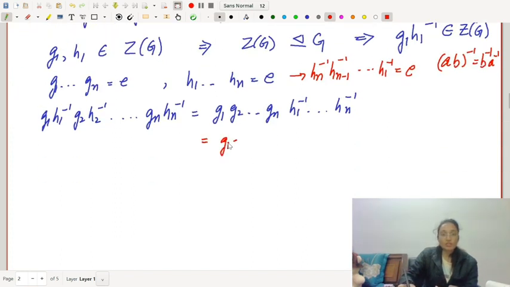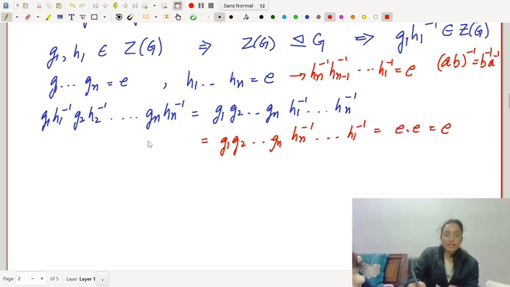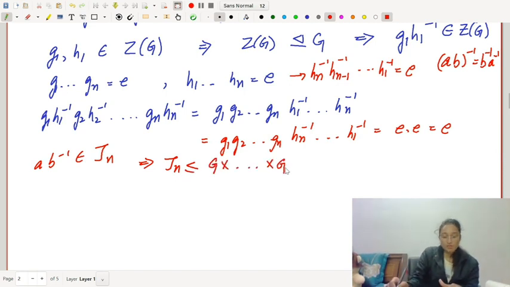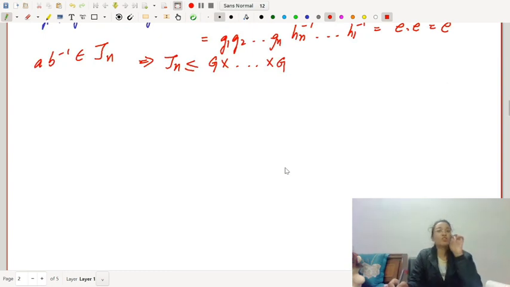So by reordering, we get g1, g2 up to gn, which is identity. I haven't written it, but I could have written hn inverse up to h1 inverse, which is equal to identity, times identity, which is identity. Hence, our a b inverse element belongs to Jn, which implies Jn forms a subgroup of G cross G n times. Now we have to check whether it is a normal subgroup or not.